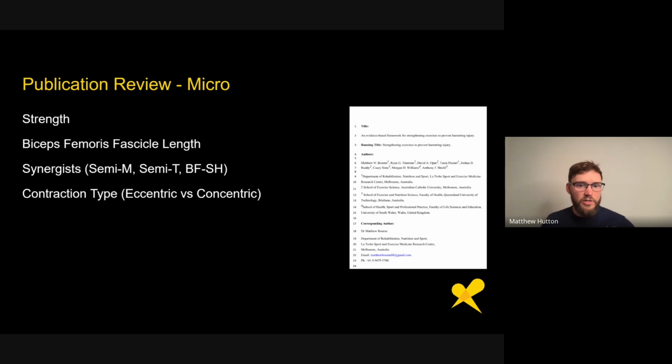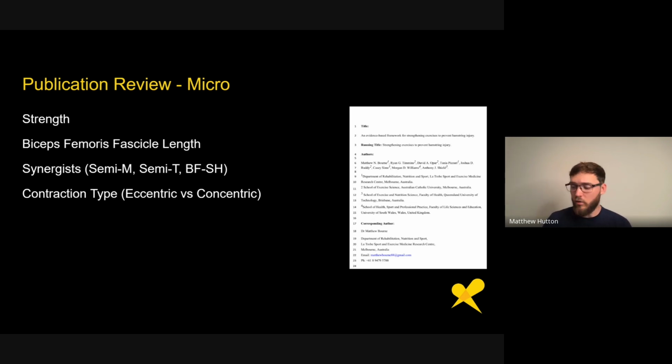For the micro, so these are the things that the paper focused primarily on, was the strength, the biceps femoris fascicle length, and then the synergist. So the comparison, or what they teased out, were the pairing of the semimembranosus and the biceps femoris long head, but then also the pairing of the semitendinosus and the biceps femoris short head. So those two muscles can seem to have different pairings in terms of the exercise selection.